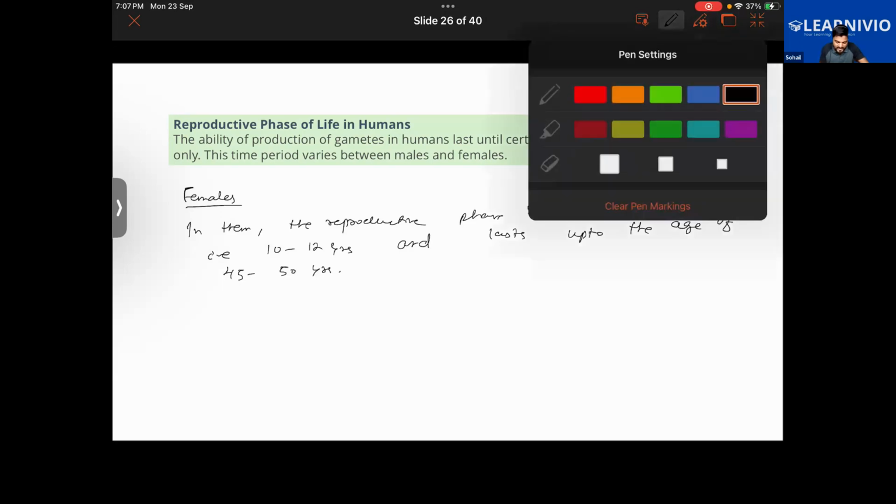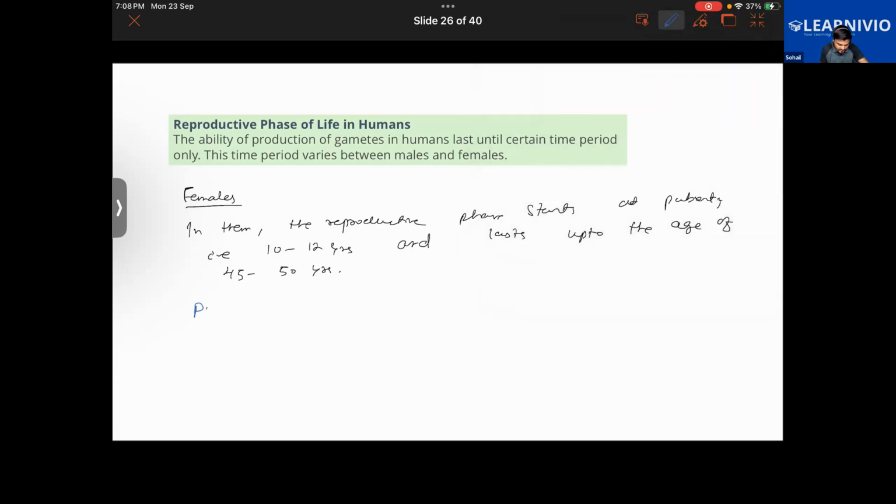So basically what happens when puberty starts in them, at the age of 10 to 12 years, the ovary will start production of ova or ovum. The ovum starts to mature. So when females hit the age of puberty, the ovary would be releasing the ovum, which will start to mature. Also, we know that each month, one of the ovaries will release a mature ovum. About every 28 to 30 days, one ovum is released from one of the ovaries.